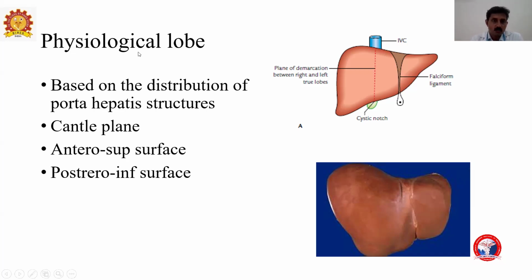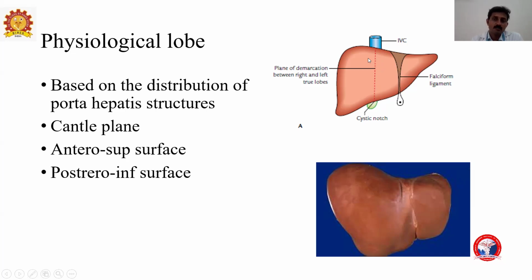Okay. So anatomically, we divide based on the falciform ligament. Now we can see here an imaginary plane running from the IVC to the cystic notch. What is the cystic notch? Nothing but the gallbladder notch, which is called the cystic notch. If you draw an imaginary line connecting the IVC, the vena cava, and the gallbladder, it will run like this on the anterior surface.